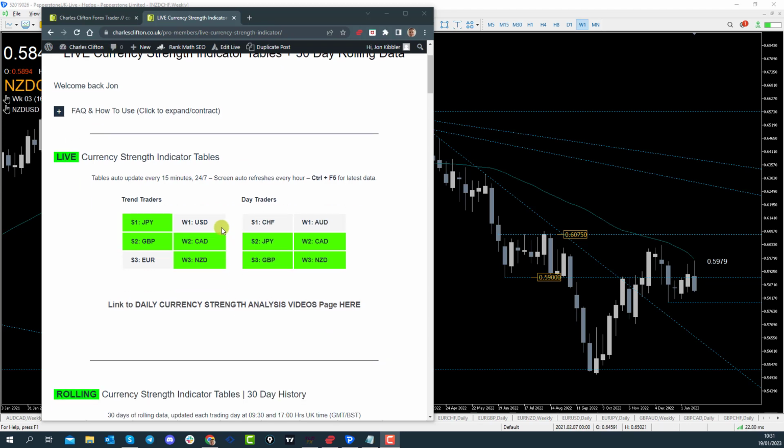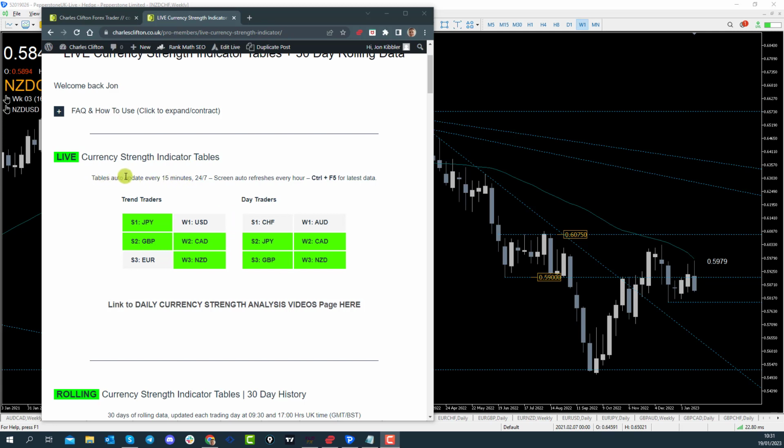We have two types of tables. We have the trend traders table and the day traders table. These are showing the same studies but just highlighting different time frames. The currency highlighted in green shows there's a confluence between the two trading time frames. That's why I'll be focusing some attention in these videos, because those are offering us some potential trading opportunities.